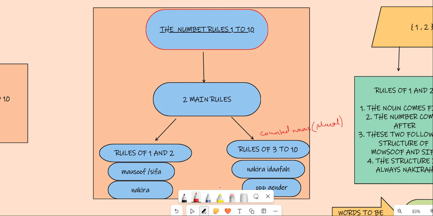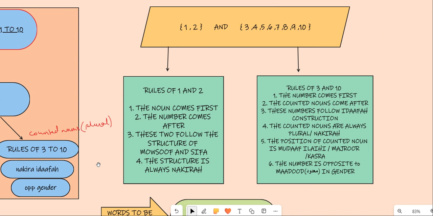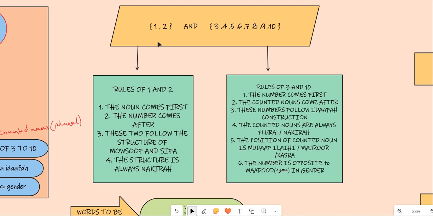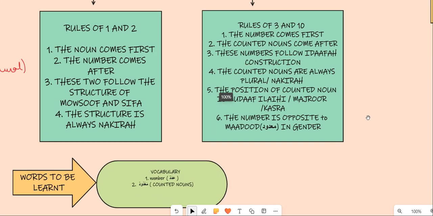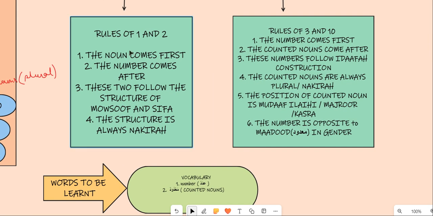So let's see the number rules here. Here you can see 1 and 2 separate, and 3 to 10 have separate rules. So what are the rules? Let's do it. Rules for 1 and 2: the main point that you want to know about 1 and 2 is that the noun comes first, that I told you.